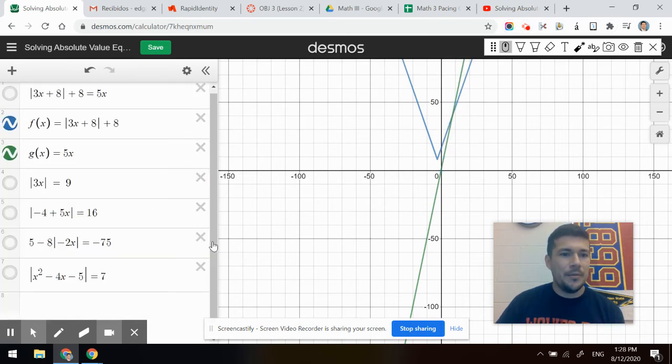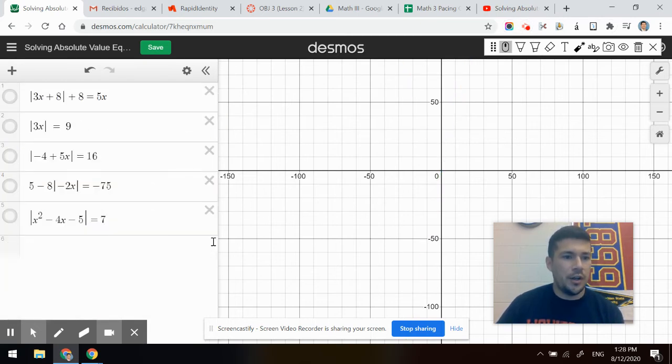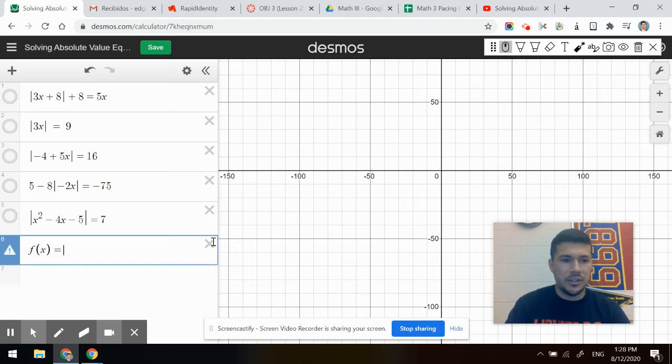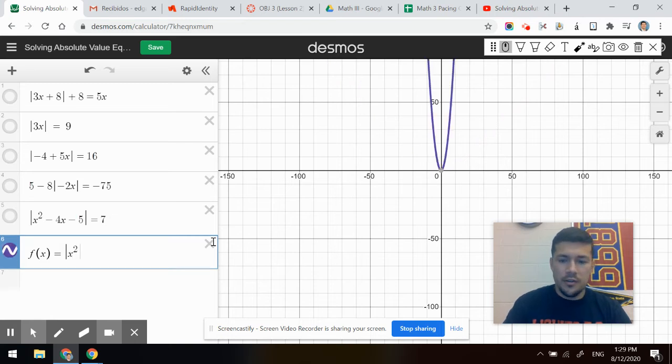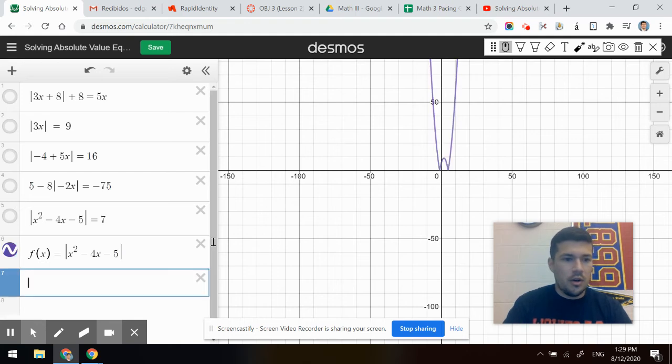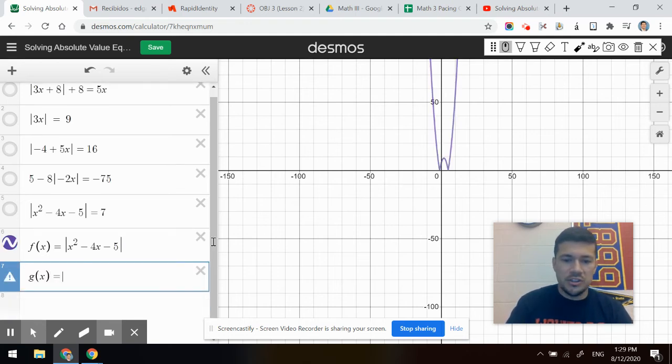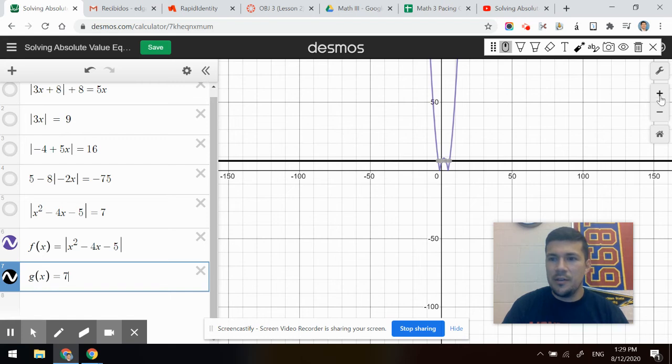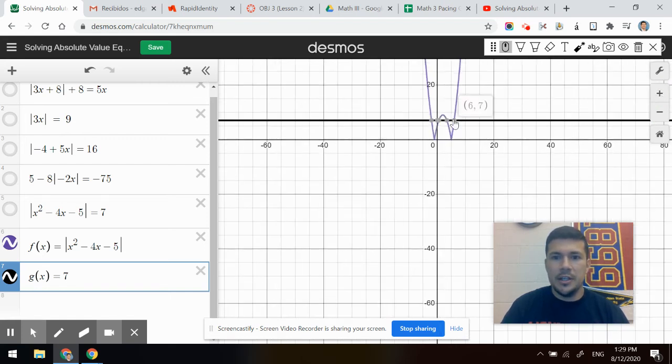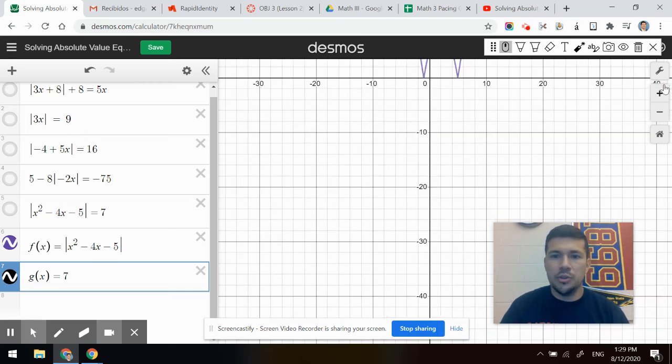So I'm going to look at another one. Let's look at this quadratic. Again, I'm going to think of my left side as a function. So I'm going to say f of x equals absolute value of x squared. And this is really neat because this will work with any type of equation. And I'm going to say g of x equals 7. So here I see, once again, my two functions where they intersect. I see my solutions. That's my 0. And I could zoom in some more.